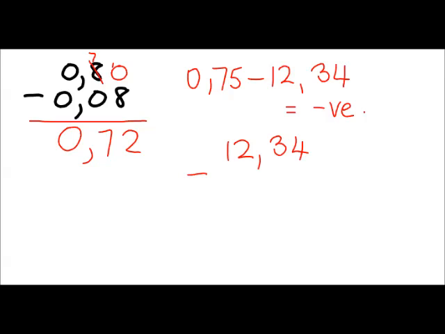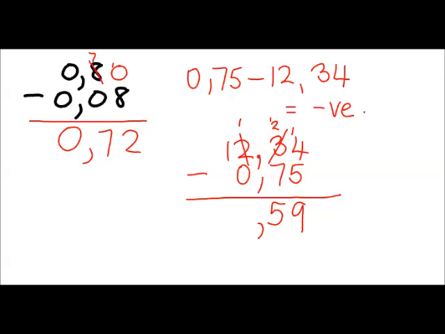Like we did in integers, we can now take 12,34 and we minus 0,75 from that. 3 becomes 2. 14 take away 5 is 9. I can't do 2 minus 7, so 2 becomes 1. 12 take away 7 is 5, comma. Make sure your commas are one underneath the other. 1 take away 0 is 1, and over here we would have had another 0, so it's 11,59, but you've got to remember it is negative 11,59.